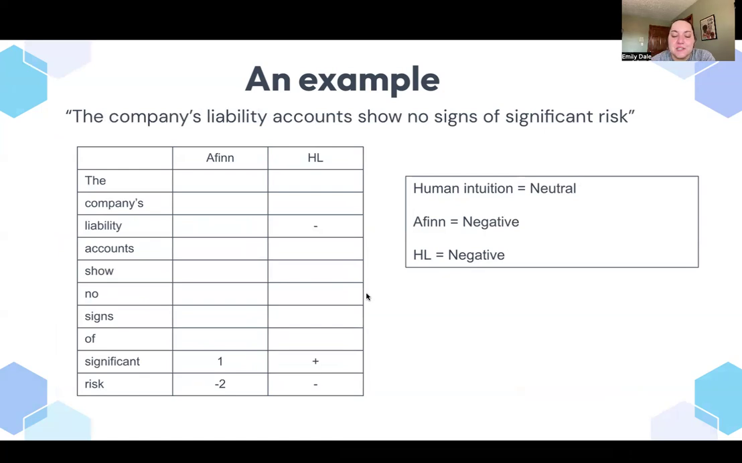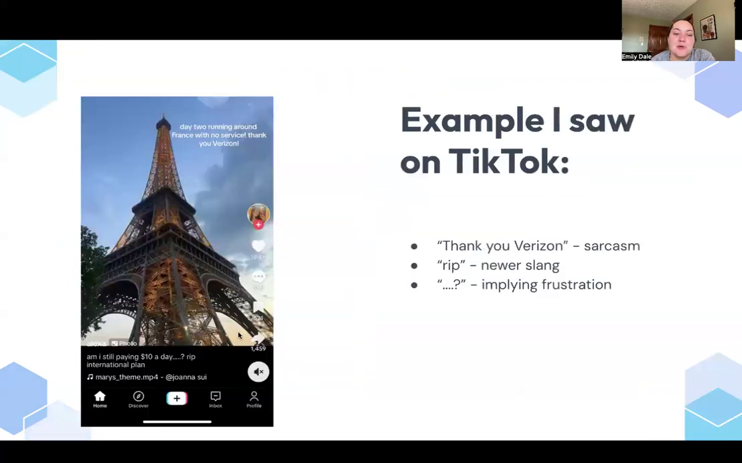What I found interesting, I was actually on TikTok the other day and I saw one that I immediately thought was the perfect example for sentiment analysis. It's this poor person that was in France. They had no service and they were mad at Verizon. You see the little text they added up there: Day 2, running around France with no service, exclamation mark. Thank you, Verizon, exclamation. I point that out because the exclamations might be added to a dictionary at some point that says, hey, that's positive. She also put, am I still paying $10 a day? Question mark, RIP international plan.